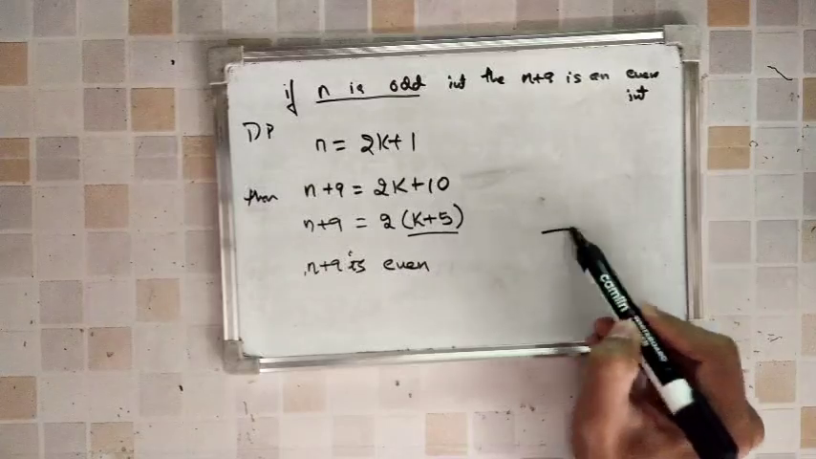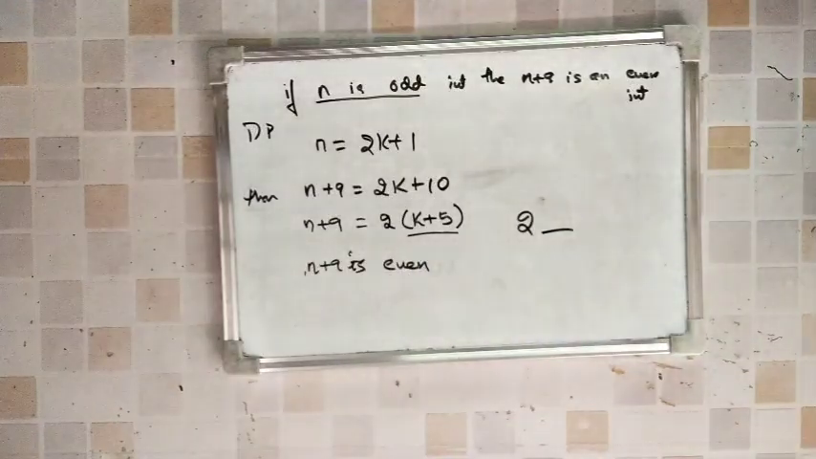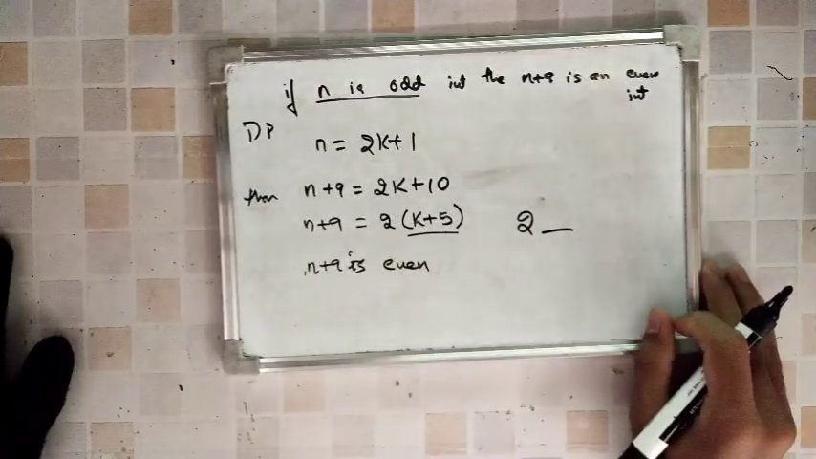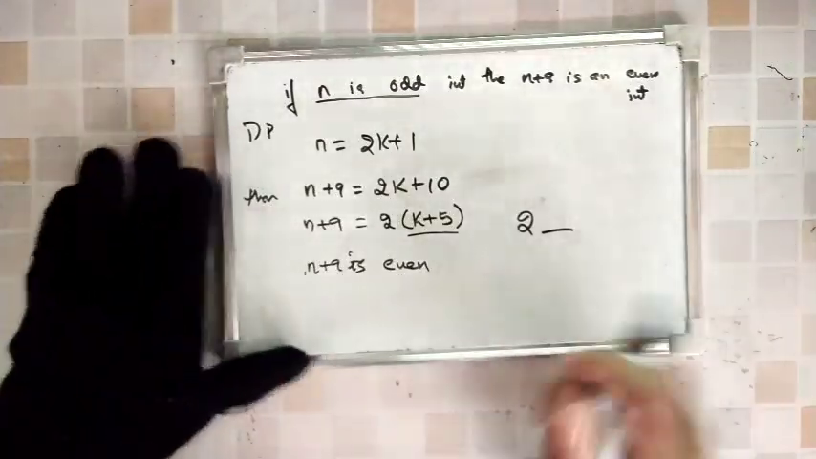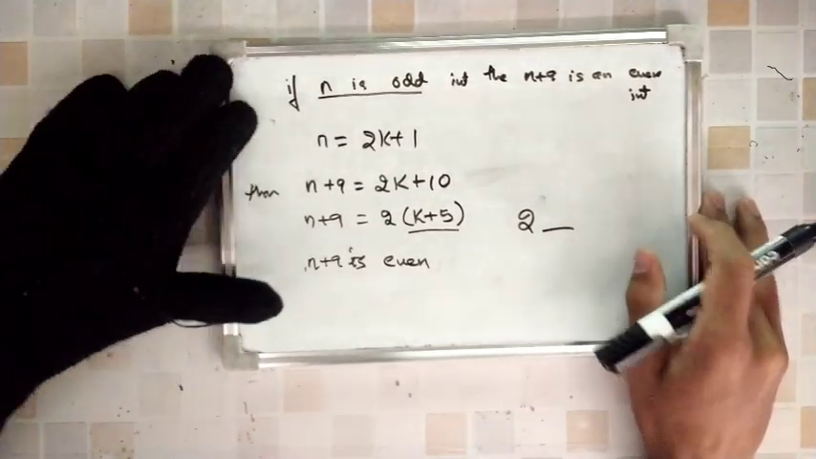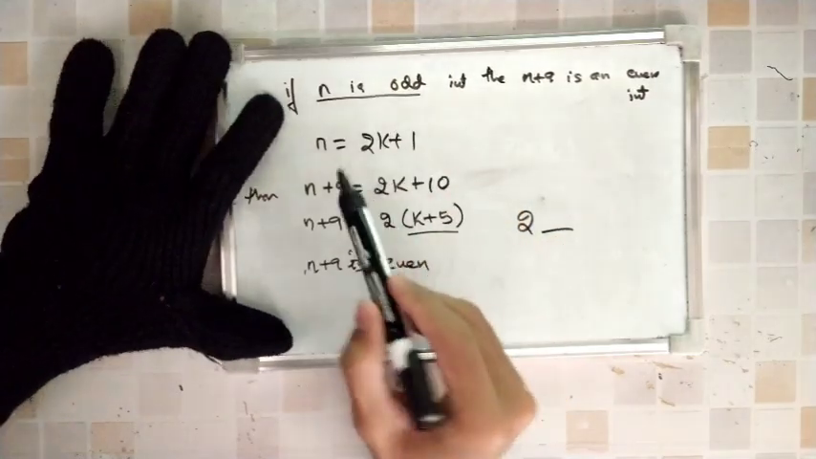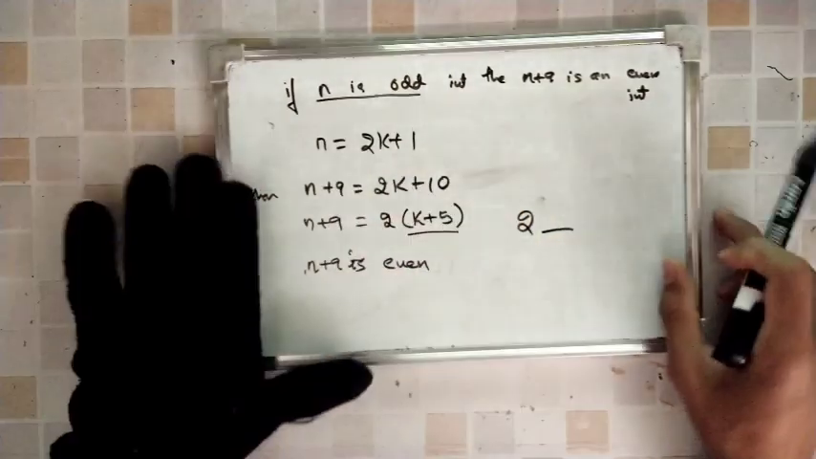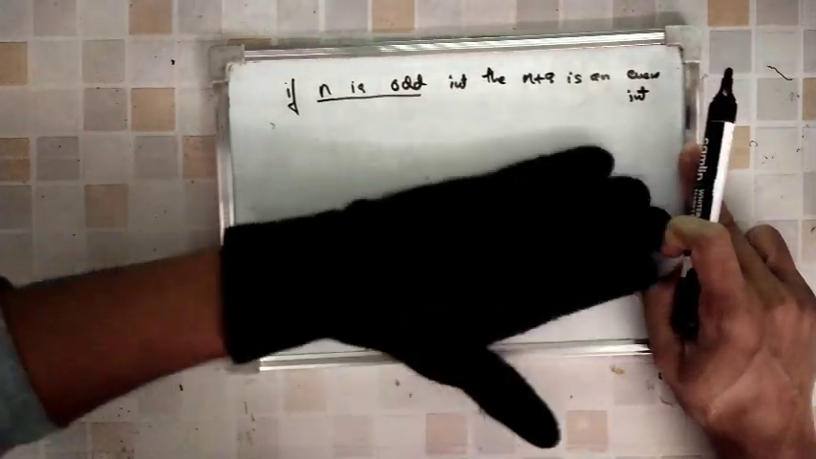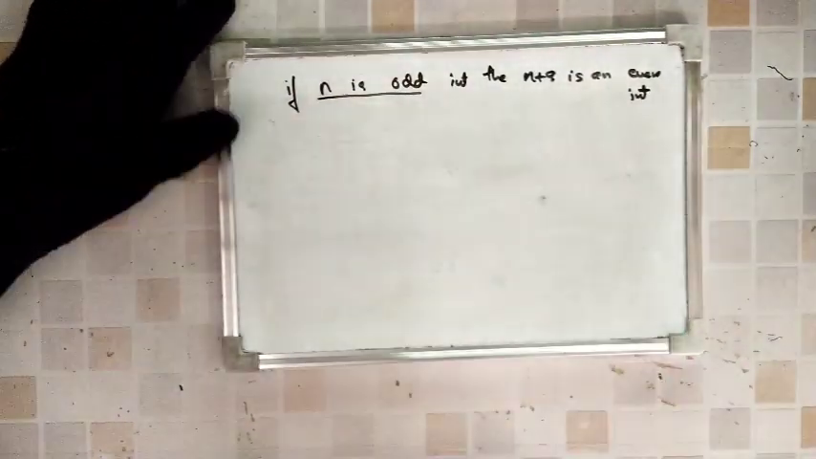For any number to be even, it should be a multiple of 2. Now I got k plus 5 as one term, multiplied by 2. So in my direct proof I can say that n plus 9 is even. First you have to write: let us assume n is an odd number, therefore n equals 2k plus 1. From there just add 9 on both sides, then take 2 common, and you can show that n plus 9 is an even number.